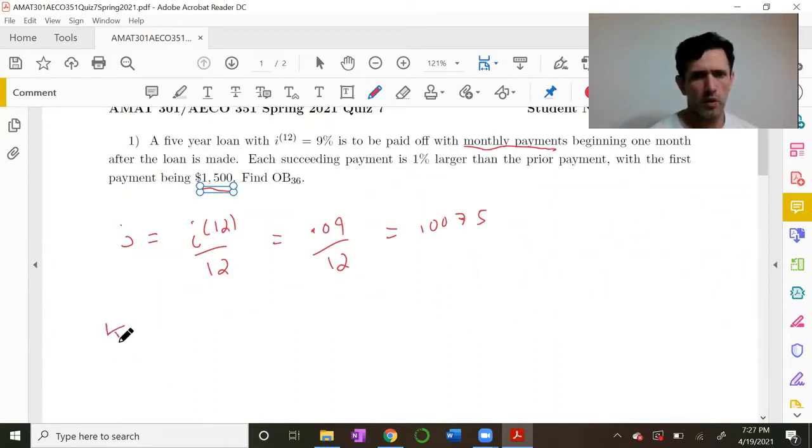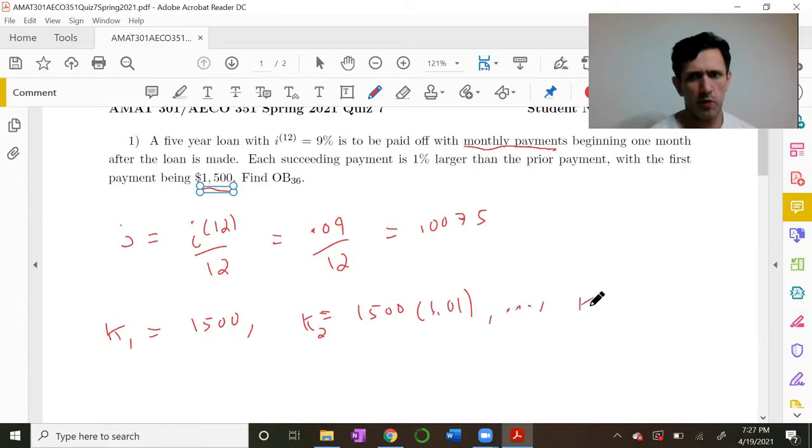So we start off with K1 is 1,500, the first payment. K2 is 1,500 times 1.01. And so the general formula is just 1,500 times 1.01 to the t minus 1.